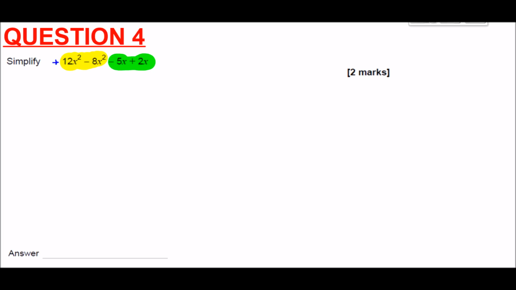So looking at the x squareds, we start off with 12x squared, and we take away 8x squared. Because that 12 is positive, you're best off starting, I'd suggest, with a positive thing, and then consider the negatives as what you're subtracting from that. So 12 squared x's take away 8 squared x's, we'd be left with only 4 x squareds.